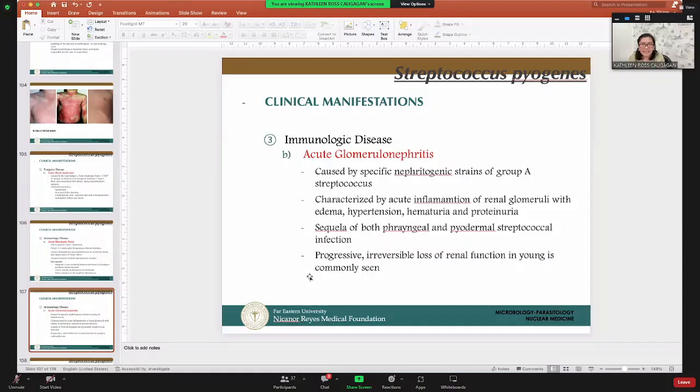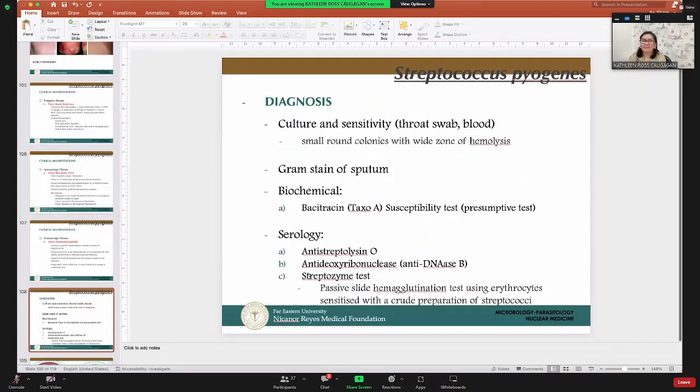Acute glomerulonephritis is caused by specific nephritogenic strains of group A streptococci. It causes acute inflammation of the renal glomeruli with edema, hypertension, hematuria, and proteinuria. It's usually the sequela of both pharyngeal and pyodermal streptococcal infection. It can be progressive, with irreversible loss of renal function in the young. So it's important to eradicate acute infection of Streptococcus pyogenes before it can cause acute glomerulonephritis.